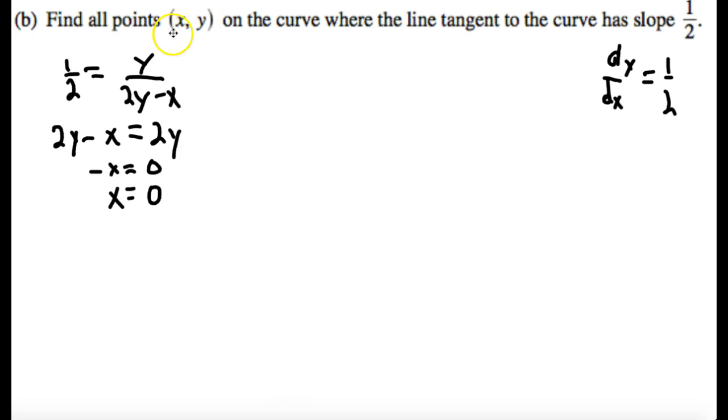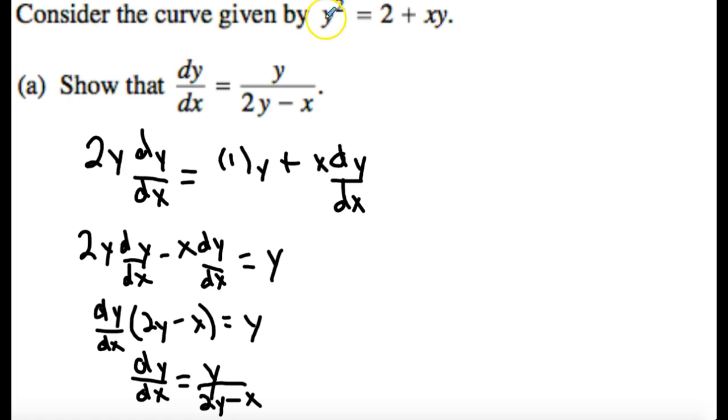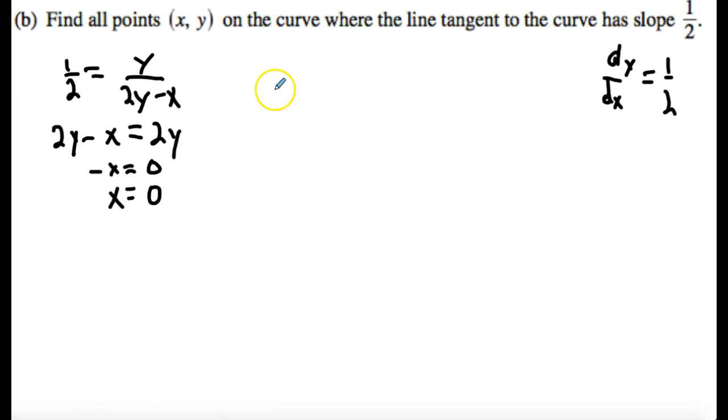Well, the question says find all points, and it even shows us they want the whole coordinate point, x, y. So I also need the y coordinate that would go along with this. Well, once I get my x coordinate, how do I find the y coordinate? Well, I need to plug that back into the original equation to get the y-coordinate. So if we go back, look at our original equation, that was y squared equals 2 plus xy, and I'm plugging 0 in for x.